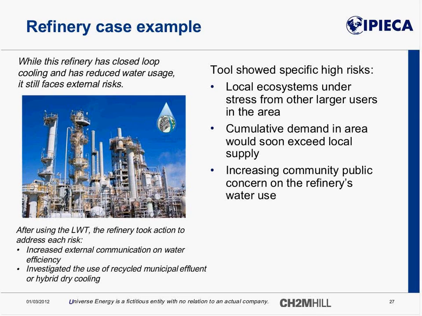They also found that cumulative demand in the area would soon exceed local supply. And not surprisingly, there was increasing community public concern on the refinery's water use. Even though this refinery had been there for quite a while, had gone to closed-loop cooling, was minimizing water use, it still felt scrutiny from the public and these external risks. So after using the local water tool and seeing these specific issues that they had to deal with, not just that water was a problem, but exactly what the specific issues were, they were able to address each risk.